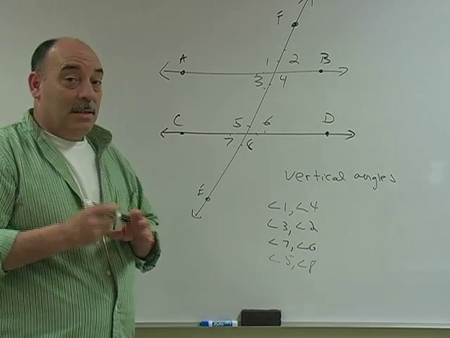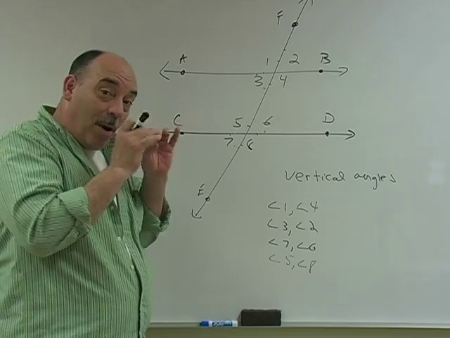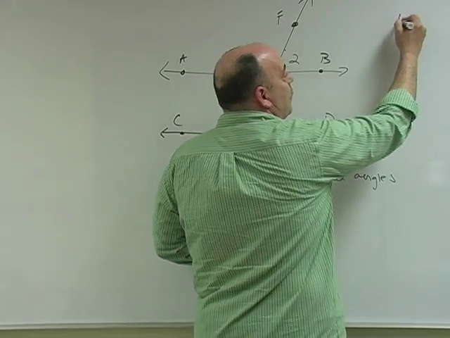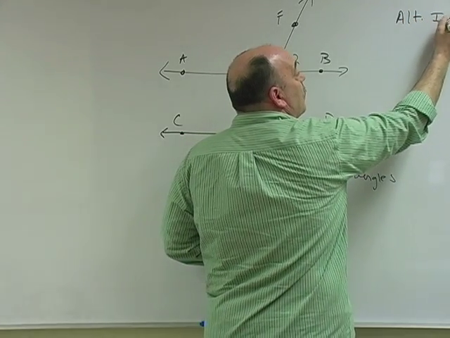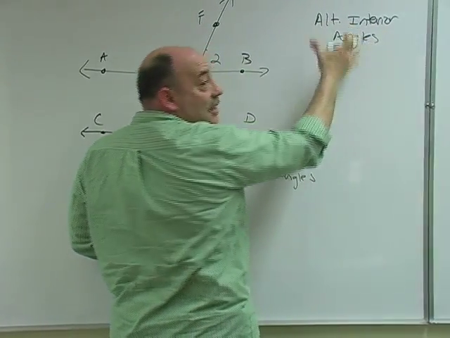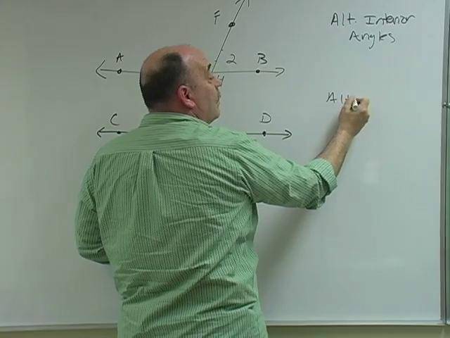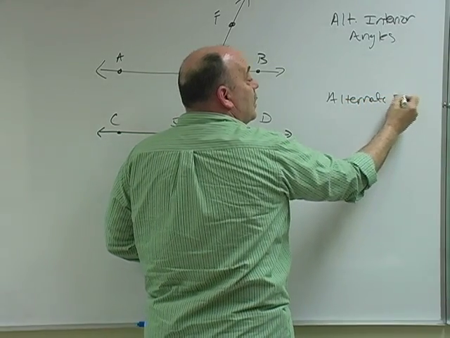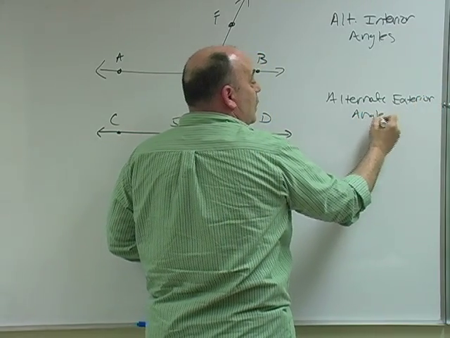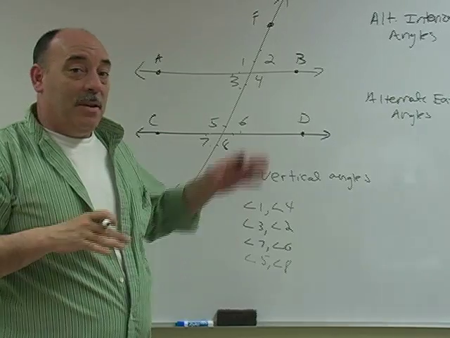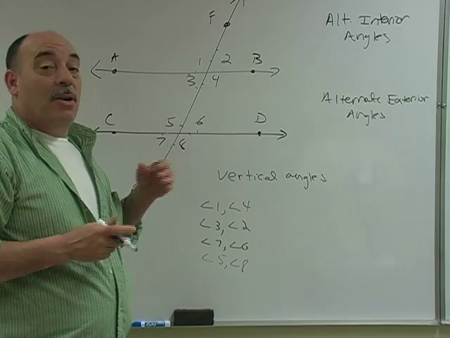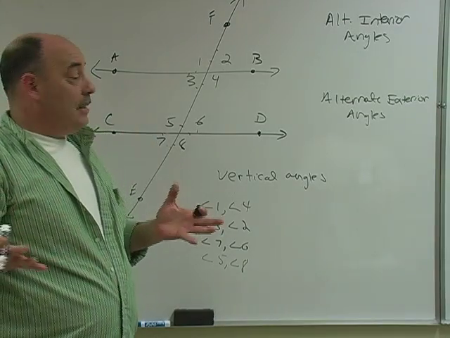The next part of this lesson, and then we'll stop on this part A of lesson 3, are what we call alternate interior angles. And its sister would be alternate exterior angles. And for the sake of our lessons in class, I always break down what the meaning of each of these words are. Alternate meaning opposite each other, and interior being on the inside, and exterior being on the outside.